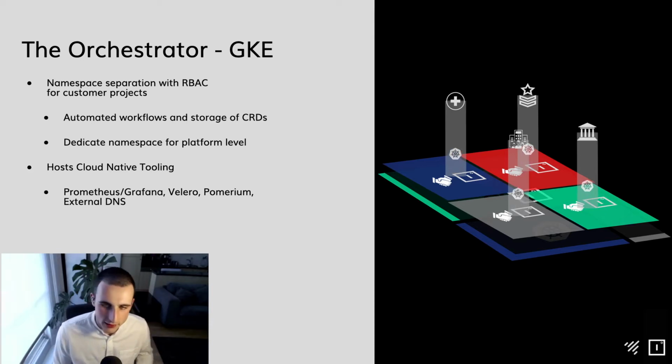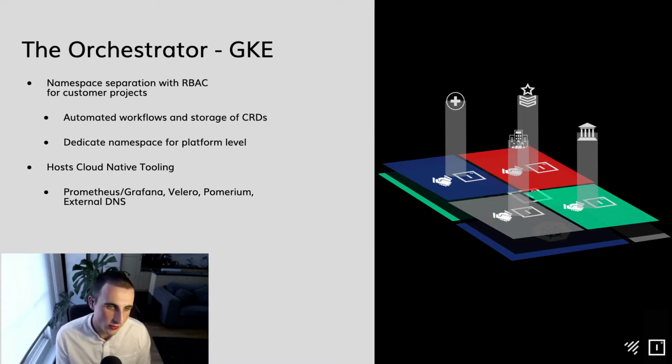The orchestrator cluster on GKE also houses some other cloud-native tooling, such as Prometheus and Grafana for monitoring and observability, Velero for disaster recovery, which is particularly important as we're using Kubernetes as our main backend store, Pomerium, which is an identity-aware proxy that allows us fine-grained access controls on public-facing web applications, and external DNS for generating the web addresses we need to be able to provide these tools to anyone we want.